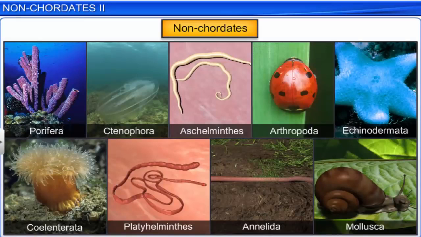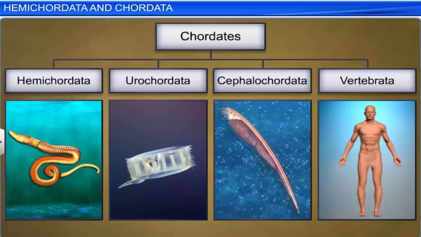We studied how non-chordates are classified into different phyla on the basis of certain morphological and anatomical features. Let's begin with phylum Hemichordata. Earlier, this phylum was considered a subphylum under chordates. However, due to certain features, taxonomists have classified this phylum as non-chordates. Let's take a look at the characteristic features of this phylum.